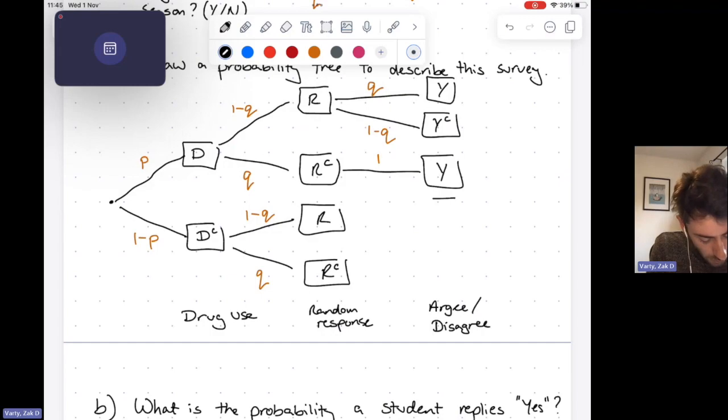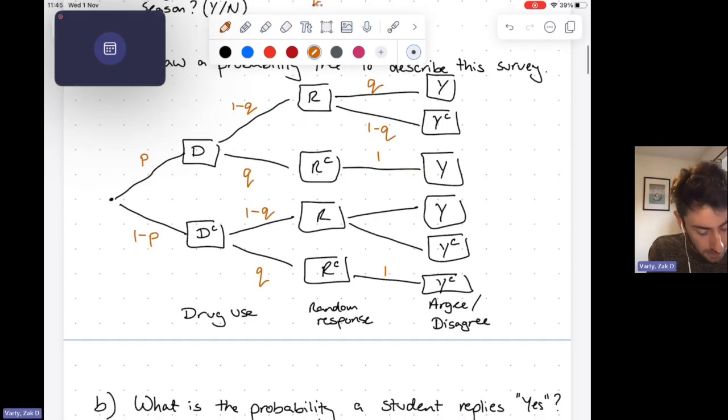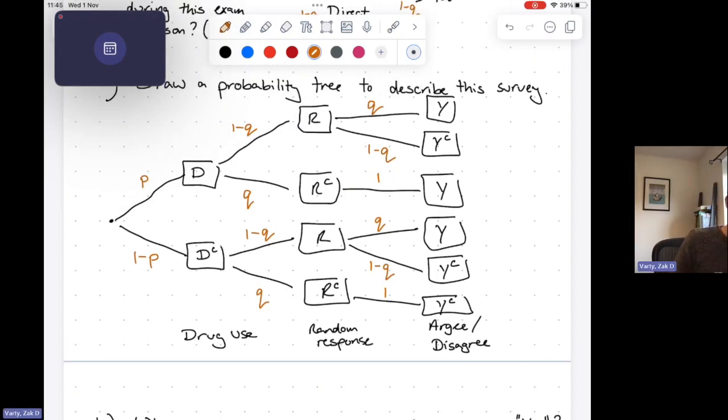So we're going to have two options for students who give a randomized response, yes or no, and the students who don't give a randomized response are guaranteed in this case to respond no, which I should really write as Y complement. And then all we have to do here is fill in the corresponding probabilities. So again, this is going to be probability 1, this is going to be probability Q, and this is going to be probability 1 minus Q. And now we have it, a completed probability tree.